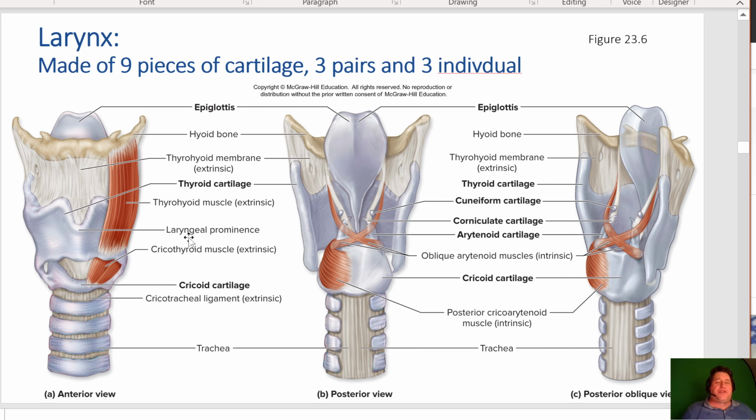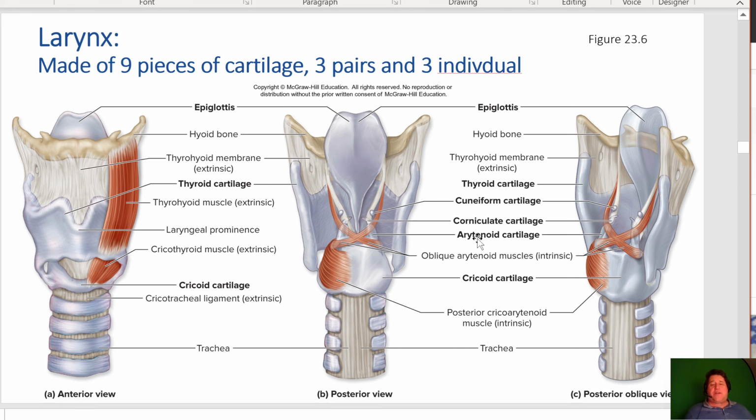There's the thyroid cartilage, and this encompasses the anterior and the 2 lateral sides. This is where we get the Adam's apple, the laryngeal prominence, right there. And then there's also the cricoid cartilage. That's way down at the bottom here, and it's almost like the first ring of the trachea. It's not that, but it's almost like that. It doesn't really have many other functions.